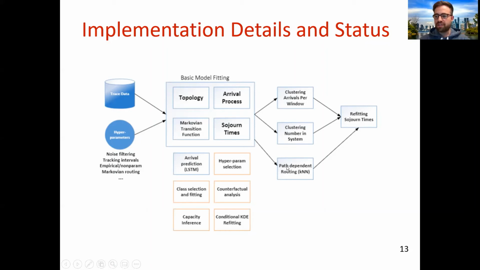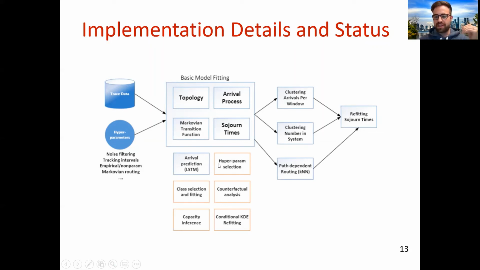An additional alternative that we proposed was to have the routing instead of Markovian be path dependent, meaning that if my path is similar to other patients who went through similar paths, I'm going to use their historical paths to predict my next activity in a fashion that is similar to the k-nearest neighbors algorithm. So basically using machine learning, trying to improve the transition function. In addition, we implemented an arrival prediction module that is based on LSTM neural networks.